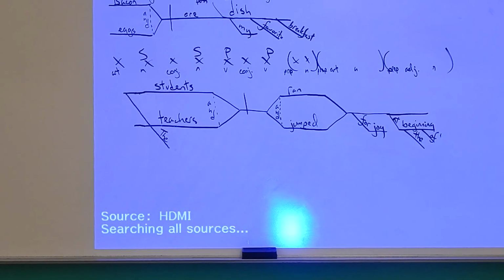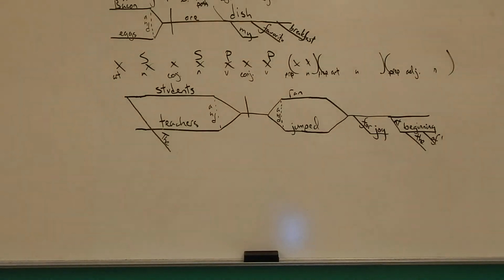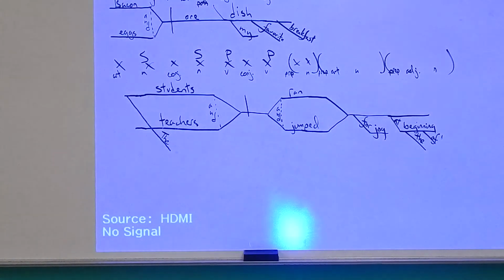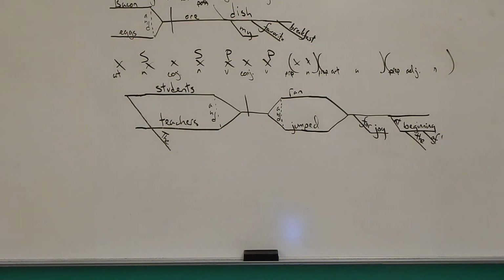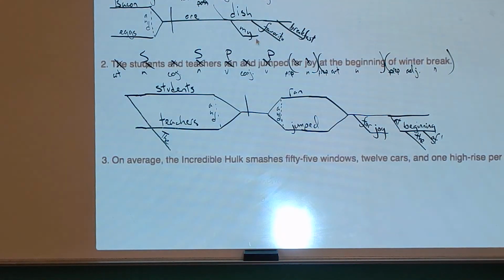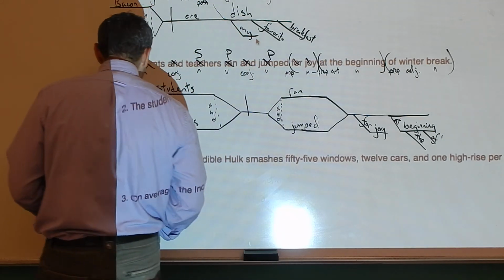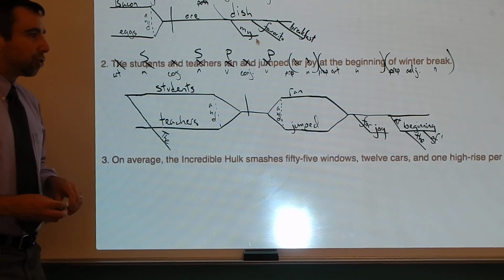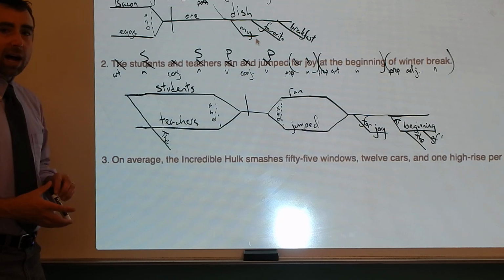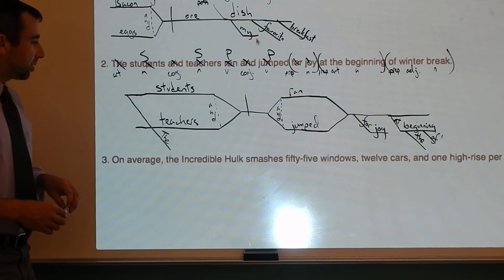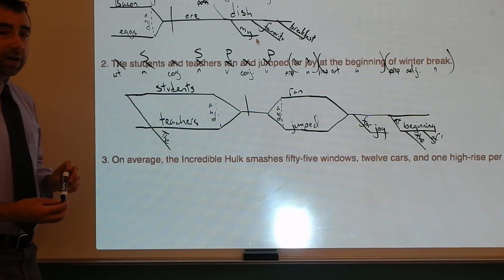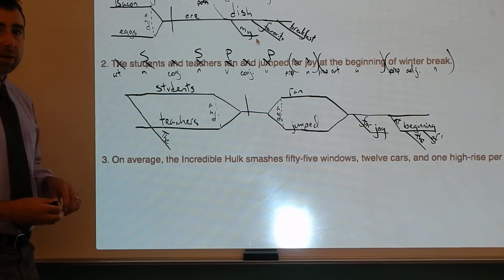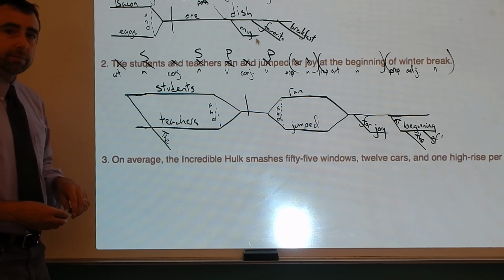All right, y'all. The next step for you is to read, label the parts of sentence, label the parts of speech, and diagram this third sentence. On average, the Incredible Hulk smashes 55 windows, 12 cars, and 1 high-rise per day. Start by parenthesizing prepositional phrases before you go at the parts of sentence. And please pause the video until you're done. Ready? Go.